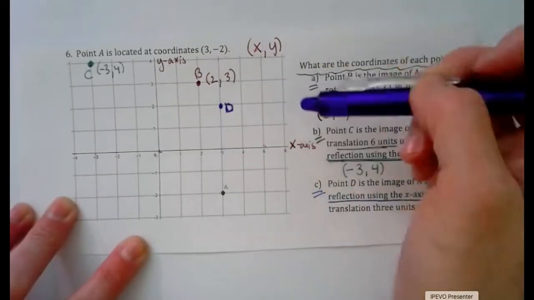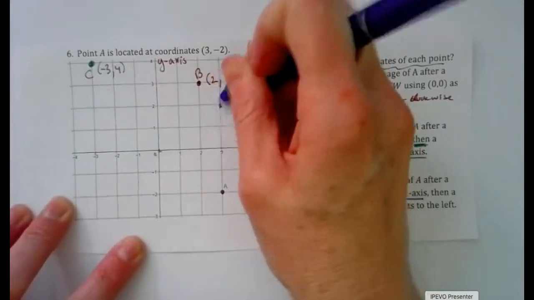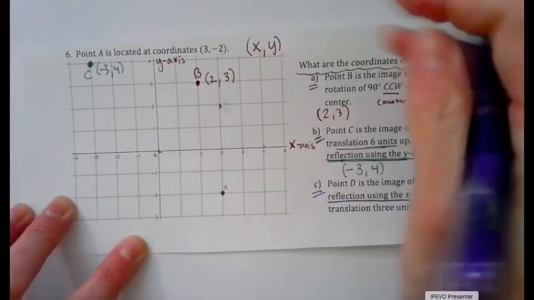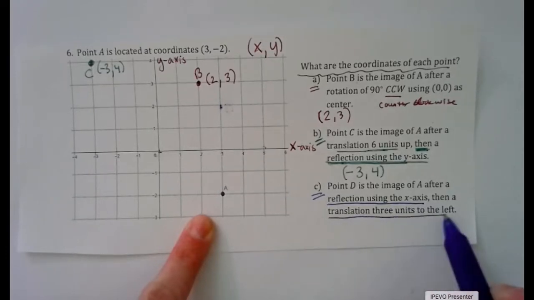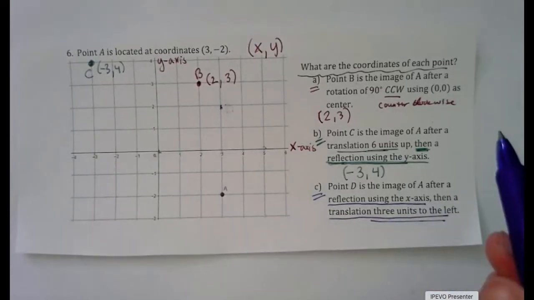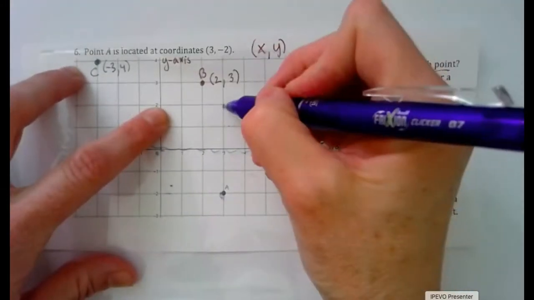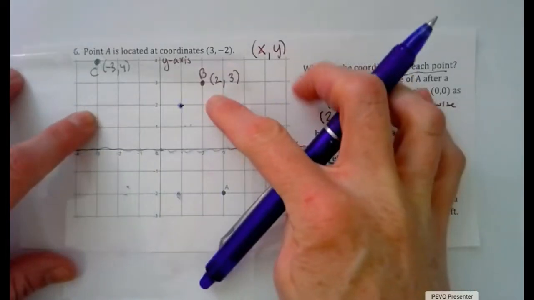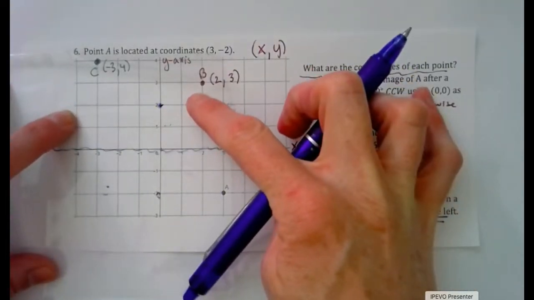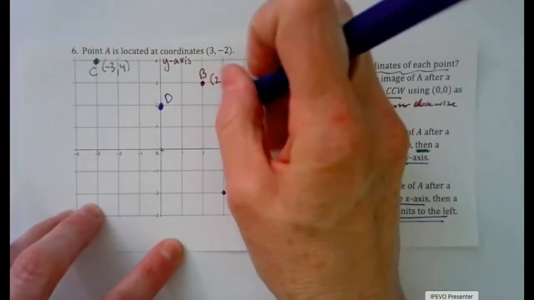But I'm not done, right? Be careful. That's a temporary point. So I'm just going to plot it temporarily because then I have a translation 3 units to the left. So once I've reflected my point up here, here's my reflection point, I have to go 1, 2, 3 units to the left. So this is my final point.